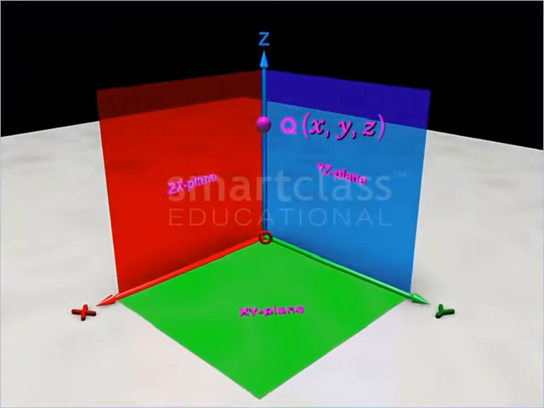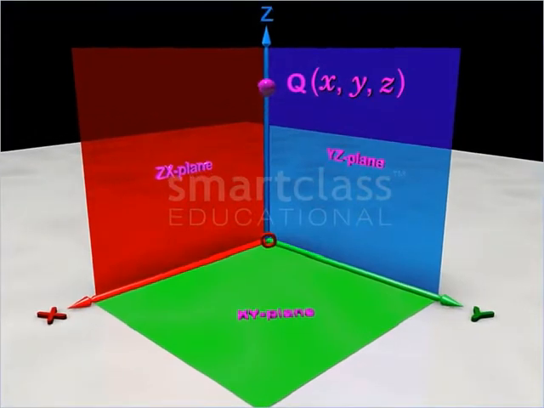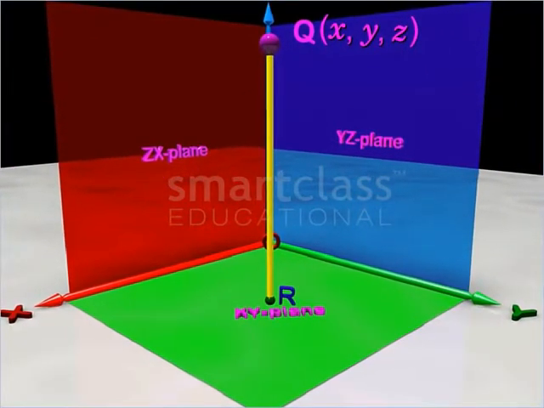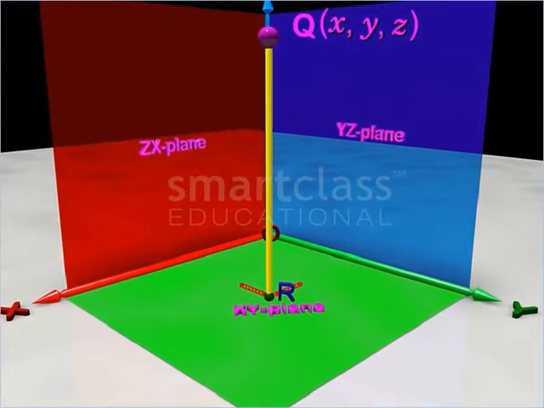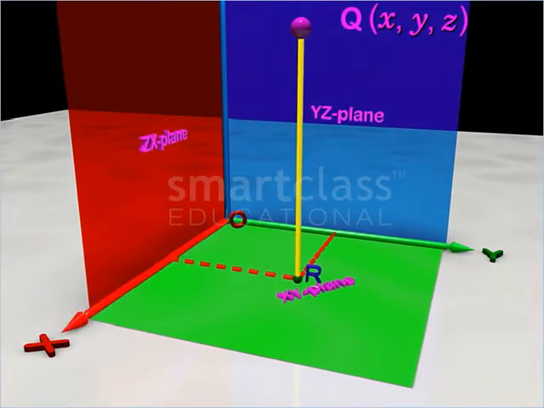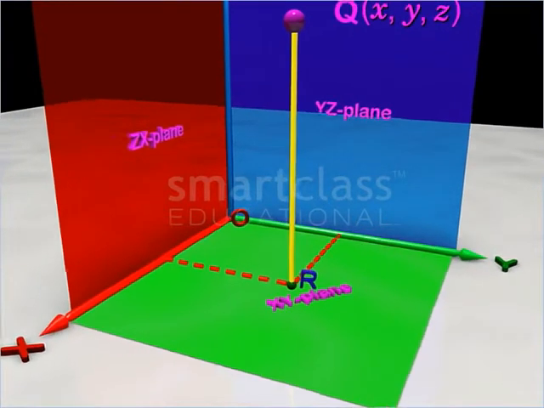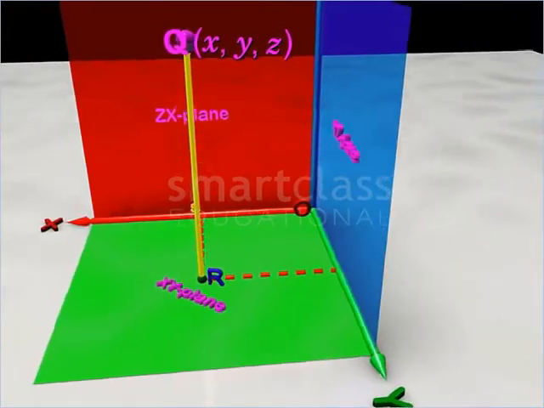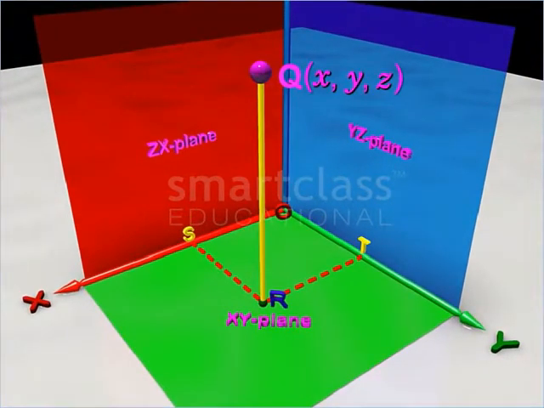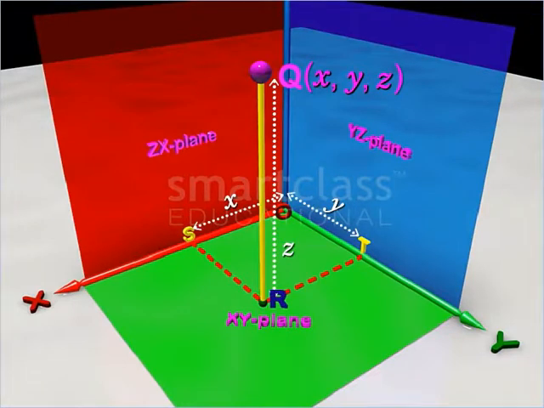The x and y coordinates of point Q can be determined by dropping a perpendicular from Q on the xy plane, and then drawing two perpendiculars from point R intersecting OX and OY at points S and T respectively. The distances OS, OT and QR represent the x, y and z coordinates of point Q.